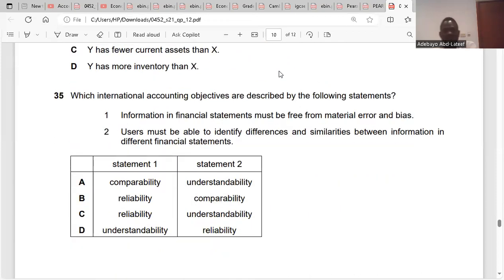The last question, they said, which international accounting standard (IAS) objectives are described by the following statements? Information in the financial statement must be free from material error and bias. That's reliability. Users must be able to identify differences and similarities between information in different financial statements. That is comparability. So statement 1 is reliability, statement 2 is comparability, which is B. Is it clear? Yes.